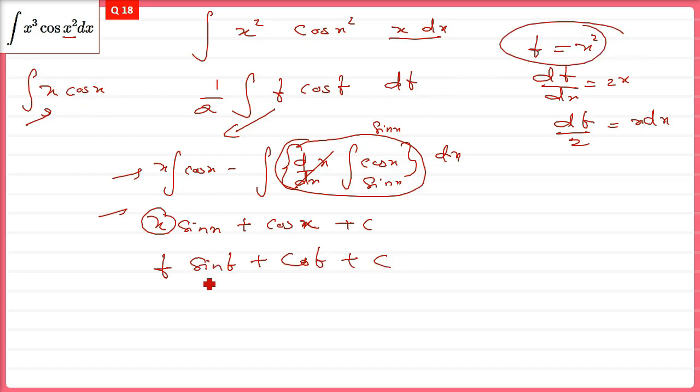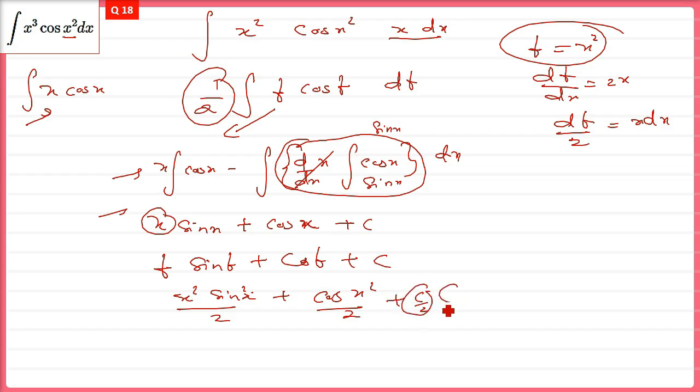So t equals to x square. Let's write this x square here. sin x square. 1 by 2 was already there, so 1 by 2 you can just multiply. Plus cos x square by 2 plus constant of integration. Even if you have c by 2, it doesn't matter. It will be a constant of integration only.